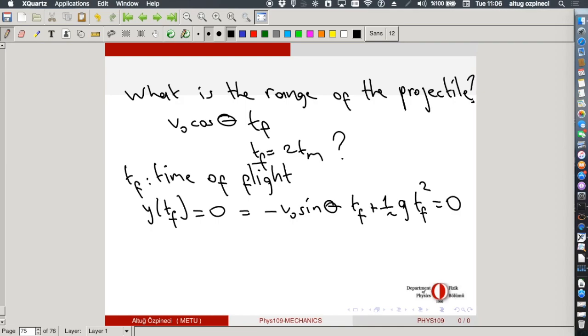Well, this equation has two solutions. tf is equal to 0, and tf is equal to twice V0 sine theta over g, which is nothing but twice Tm. The first is not what we are interested in, because at t equal to 0 our object was on the ground, and y of t was also 0 because it was the beginning of motion. That's not the time of flight. This other one is the time of flight, and as you have pointed out, it is twice the time to the maximum height.